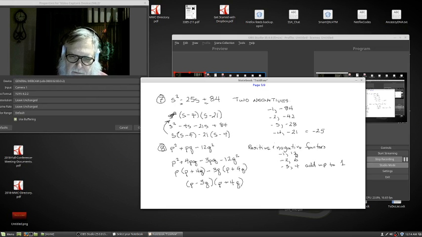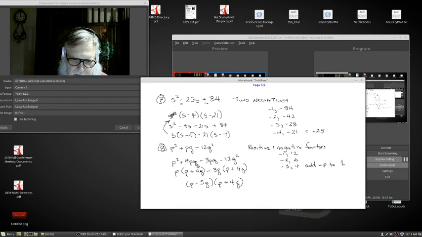So we look at positive and negative factors of negative 12. We get negative 1 and 12. That's 11. Negative 2 and 6 is positive 4. And finally, negative 3 and 4 does add up to positive 1. So we replace the 1 times pq with 4 times pq minus 3 times pq.